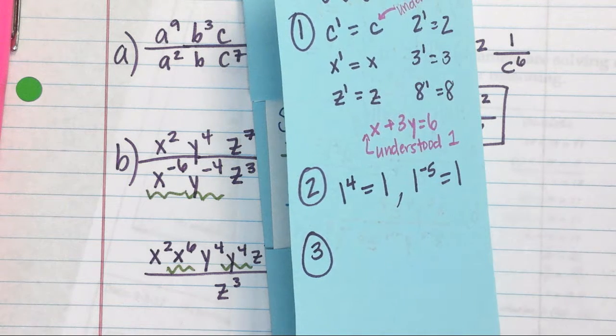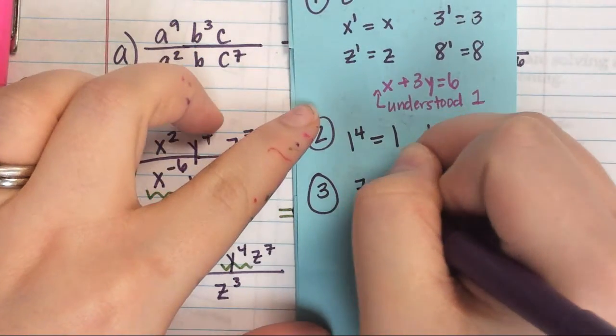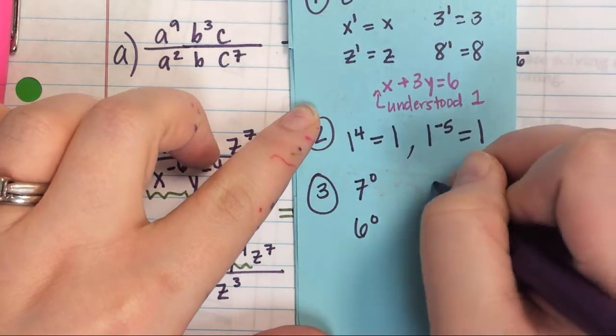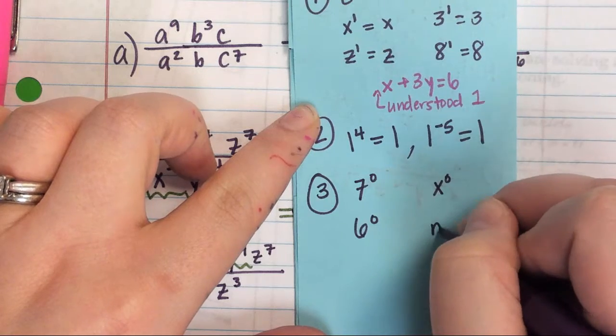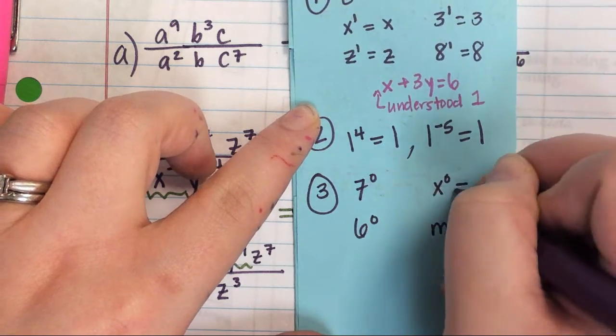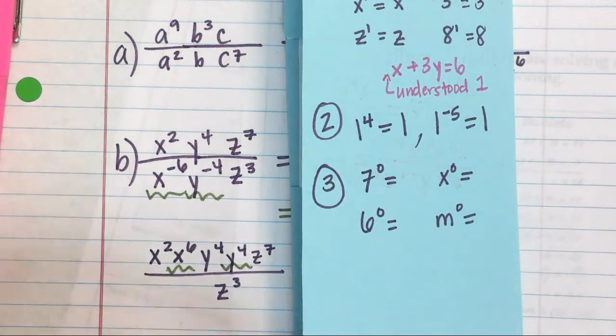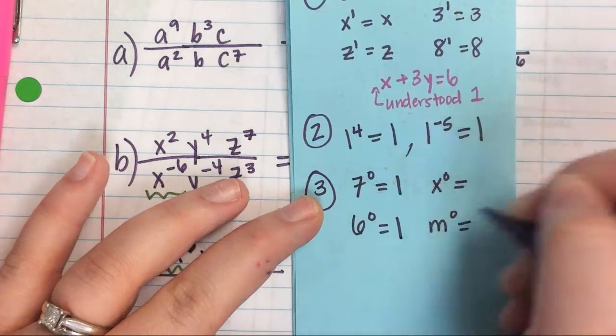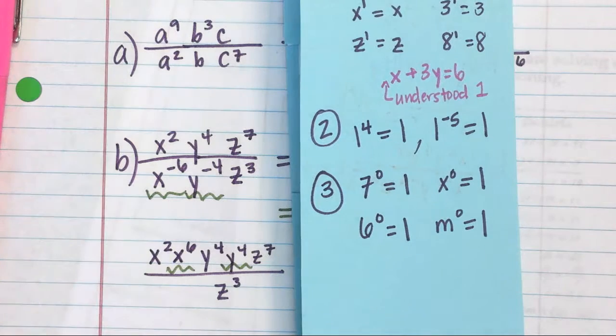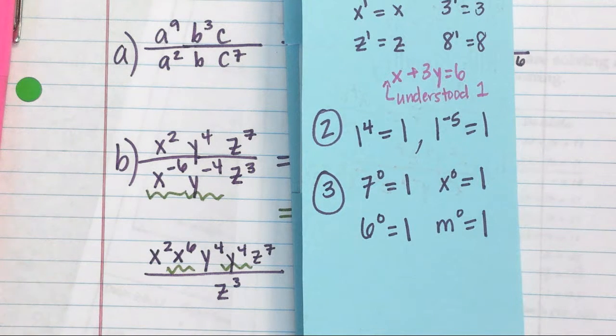Okay. Anything to the 0. 7 to the 0, 6 to the 0, x to the 0, m to the 0. Anything to the 0 power is what number? It's 1. Anything to the 0 power is always 1. Every single time. If you don't believe me, ask your calculator.